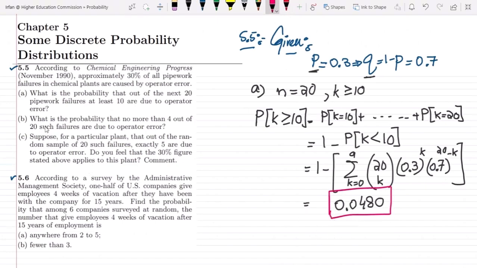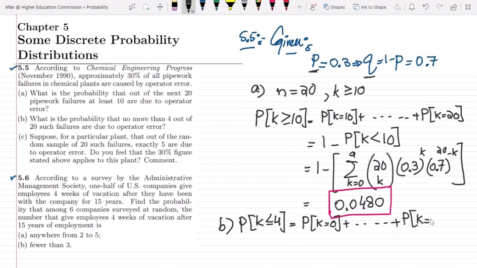Similarly, in part B of the question, what is the probability that no more than 4 out of 20 such failures are due to operator error? Which means that in part B, I have to find the probability that no more than 4 out of 20 failures are due to operator error. No more than 4 means k is less than or equal to 4, which means I will have all the values of k from 0 up to the probability that k is equal to 4.